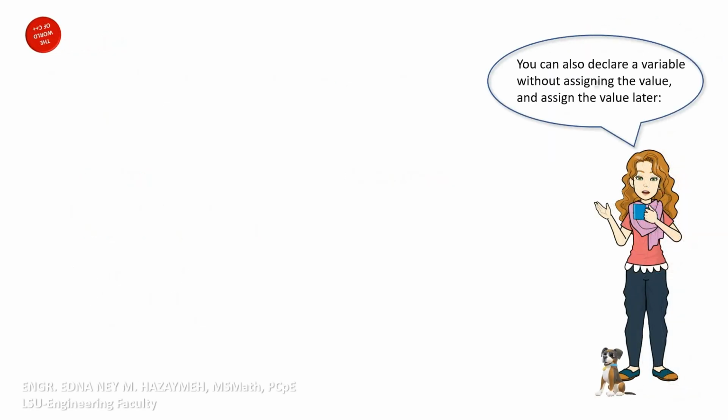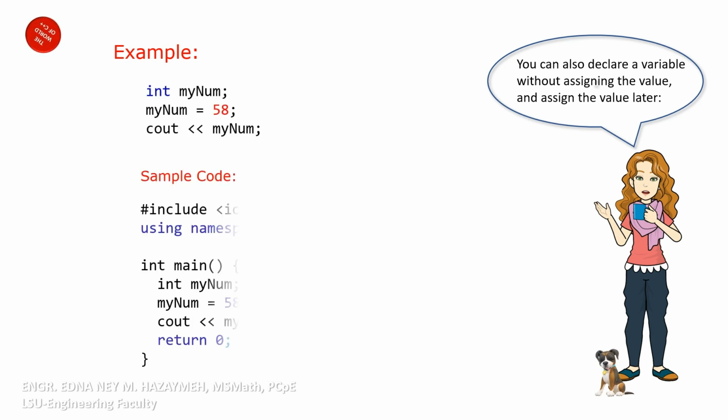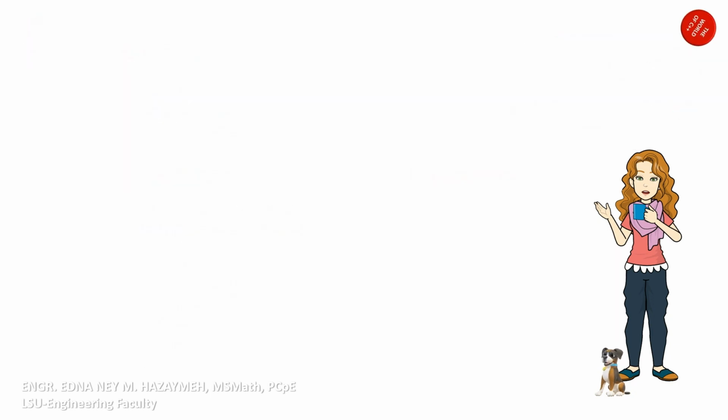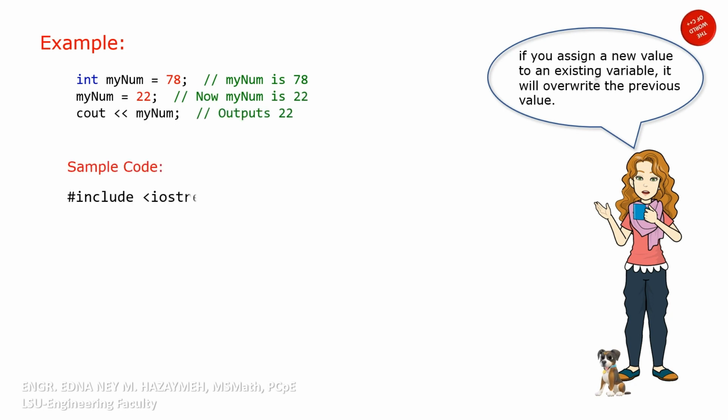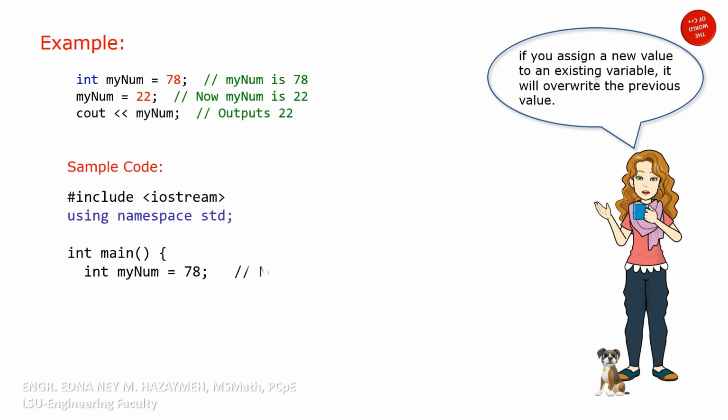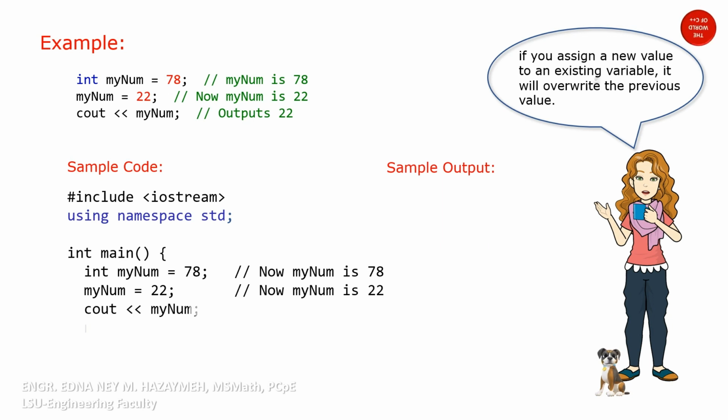You can also declare a variable without assigning a value, and assign the value later. Look at the second line of the sample code. If you assign a new value to an existing variable, it will overwrite the previous value. Sample code shows the initial value of myname is equal to 78, then it is assigned a new value of 22, so the final output of this code is 22.